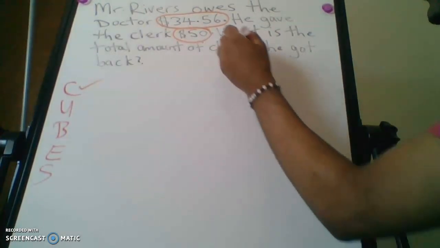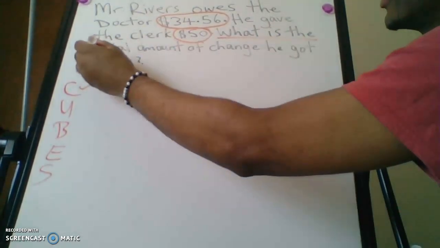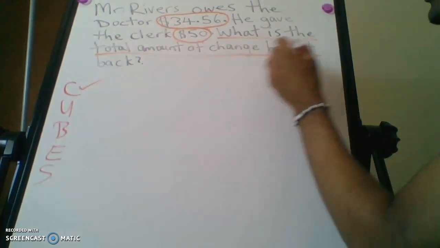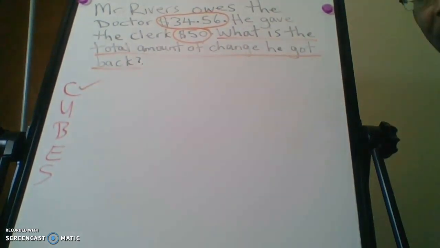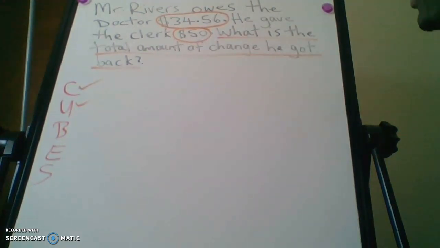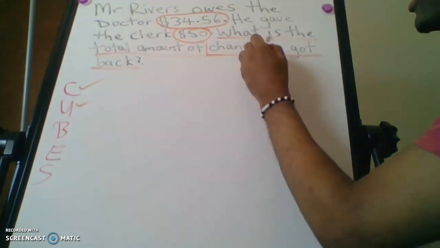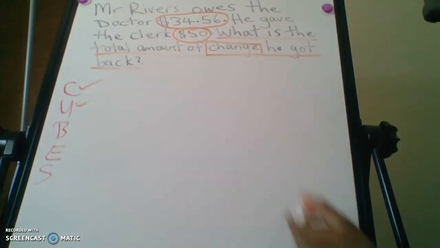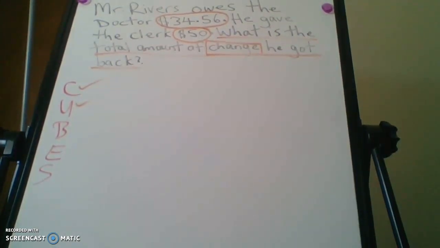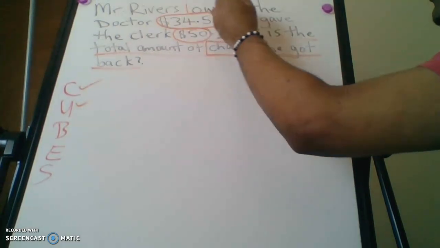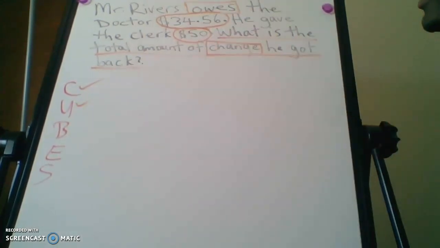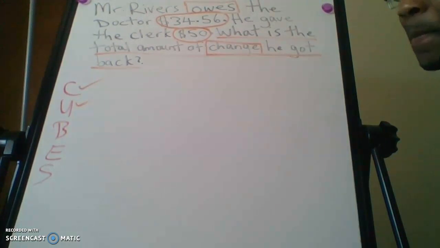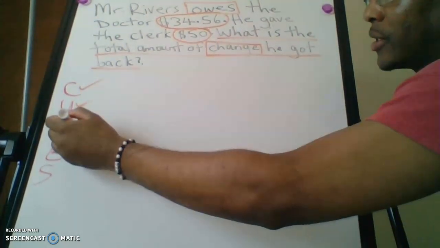I'm going to underline the question. The question is, what is the total amount of change that he got back? I'm going to check this, and then I'm going to box the key math words. I want to know the change that he got back. The word owe tells me something. He owes tells me something also. All right, good. I'm going to check this.